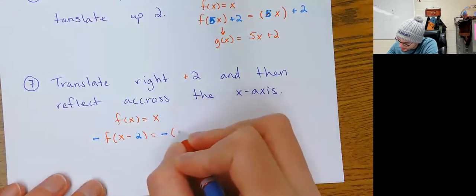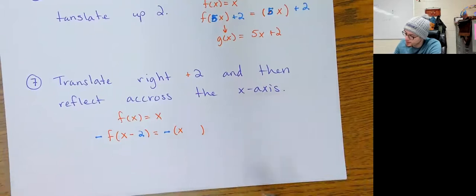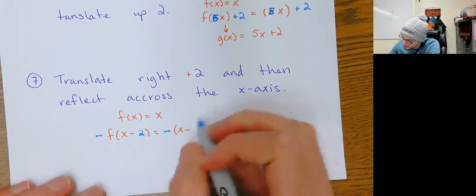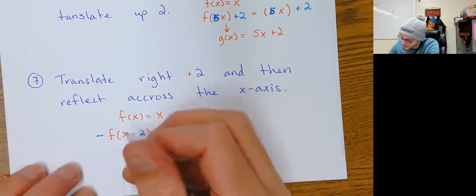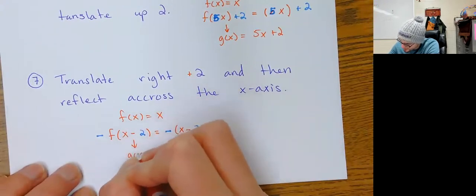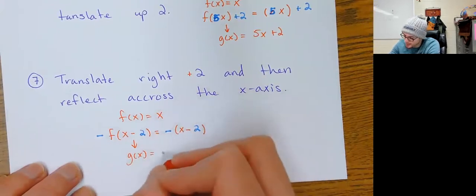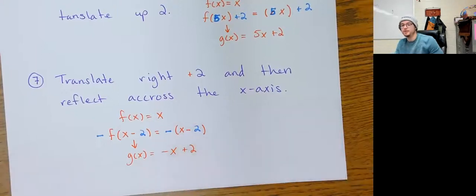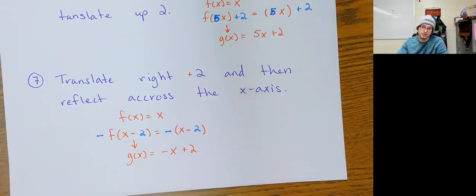On the inside of the function, we're subtracting 2 over here as well, subtracting a positive 2. All right. So this is going to change to be g(x). We need to distribute the negative. Negative times a positive x is a negative x, and a negative times a negative 2 is a positive 2. So there's g(x). We have transformed x. We have translated it 2 units to the right and reflected it about the x-axis.